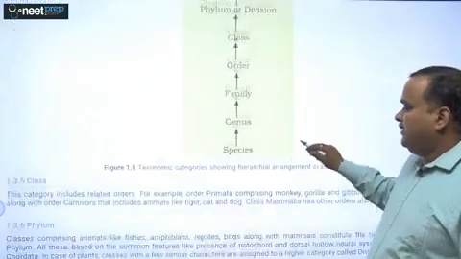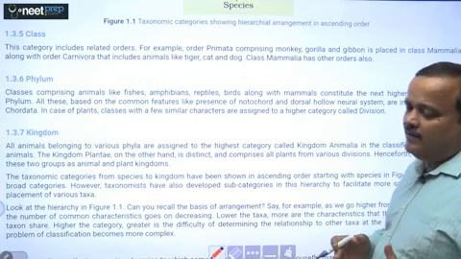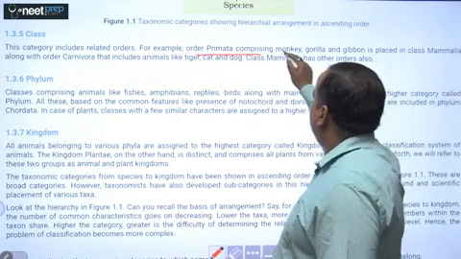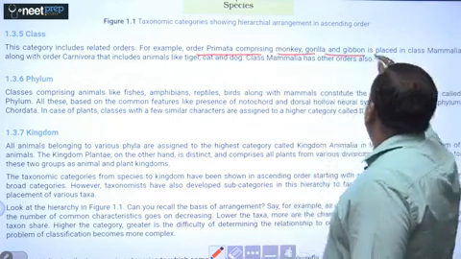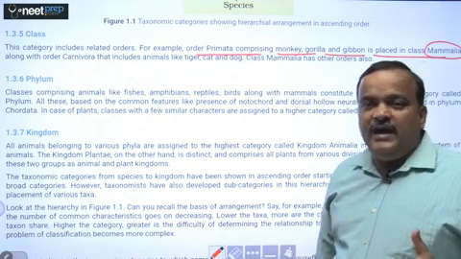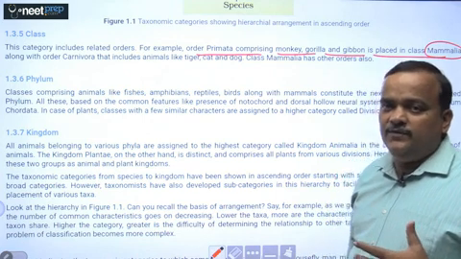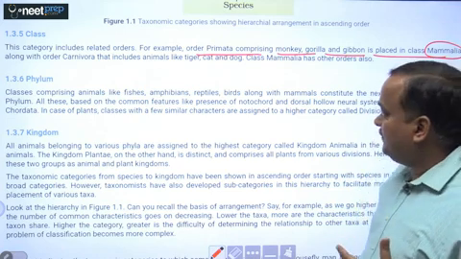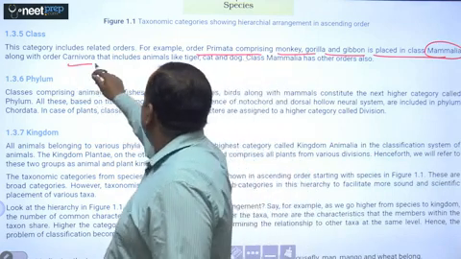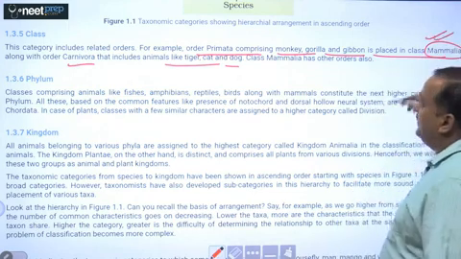Now, the next category is class. Class includes related orders. For example, order Primata, comprising monkey, gorilla and gibbon, is placed in class Mammalia, and Mammalia includes all those animals in which females have mammary glands to feed their young ones, and they also show secondary sexual characters. Both male and female show secondary sexual characters. Then Carnivora, that includes animals like tiger, cat and dog, is also placed in class Mammalia.